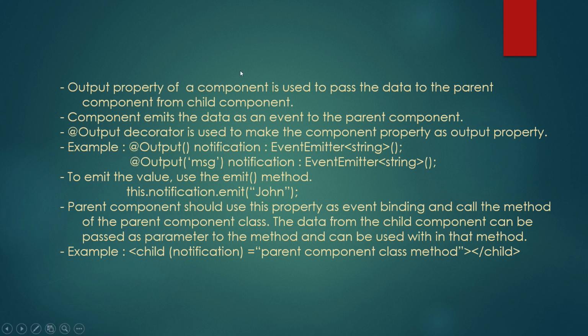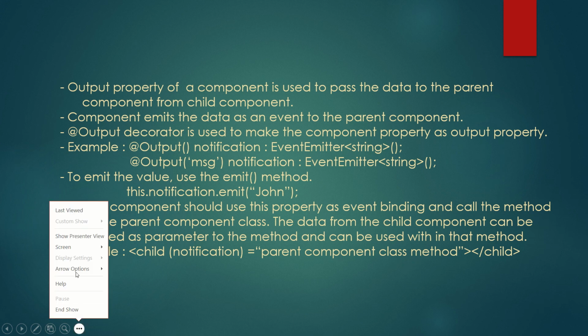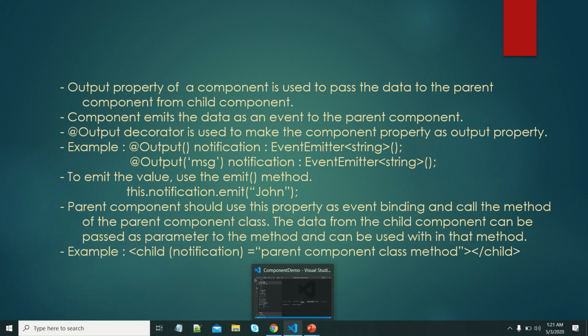For example, child notification is the output property, so we have to put it in parentheses. That is the event binding. Then within the double quotes, we need to specify the method that belongs to the parent component. Let us try to understand the same with a simple example program.